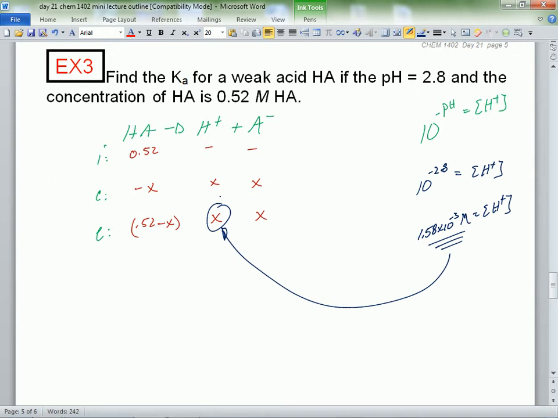Because H plus is X. Right? A minus is this one. That one is that one. So now you just write your Ka expression to substitute these guys in. A couple folks got 4.8 times 10 to the negative 6, at least 3, so I think that's got to be the right answer.